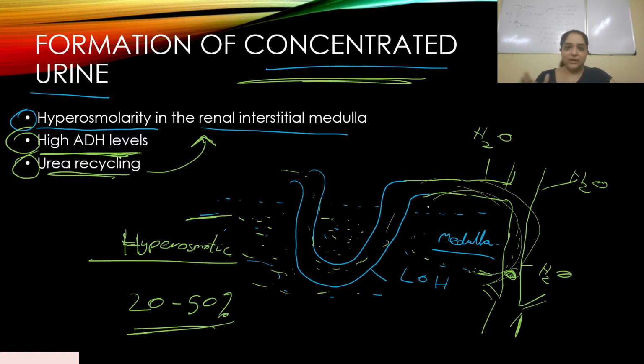We will come to why this urea recycling needs to be there. So these are the three ways by which concentrated urine is formed. Okay, so let's move on to our next step.